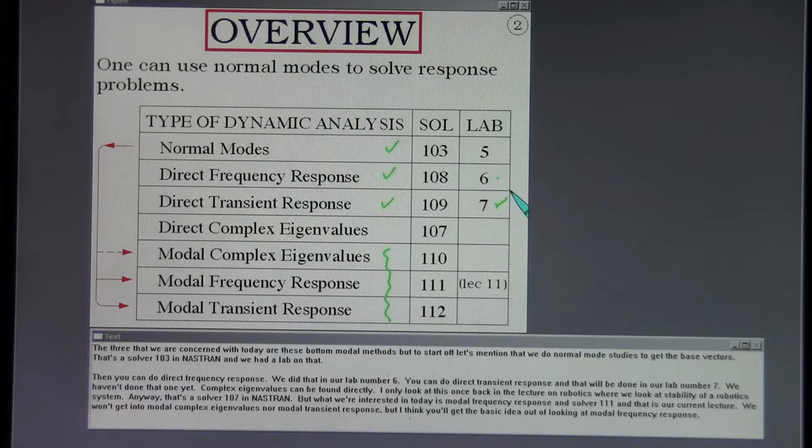Complex eigenvalues can be found directly. I only look at this once, back in the lecture on robotics where we look at stability of a robotic system. Anyway, that's solver 107 in Nastran. But what we're interested in today is modal frequency response and solver 111, and that is our current lecture. We won't get into modal complex eigenvalues nor modal transient response, but I think you'll get the basic idea out of looking at modal frequency response.